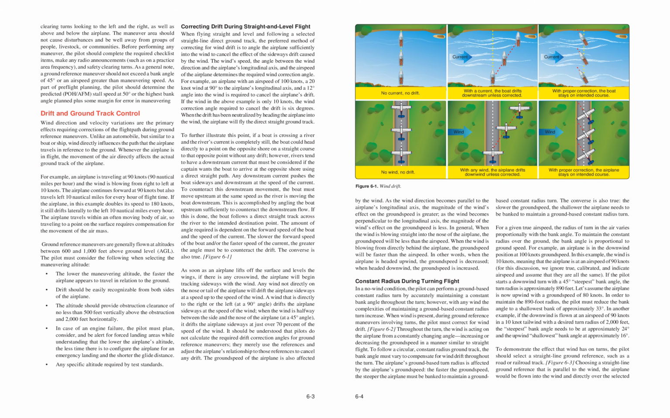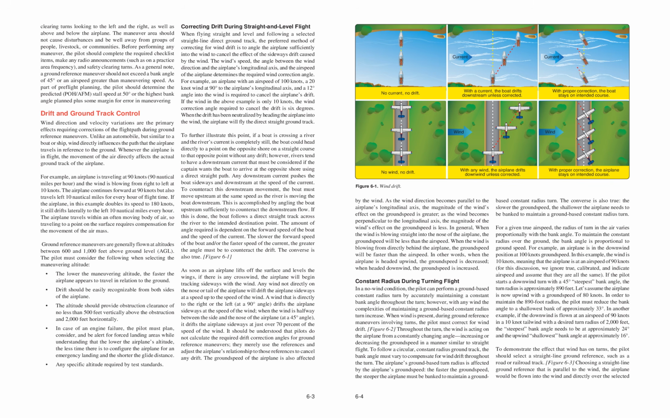Figure 6.2. Throughout the turn, the wind is acting on the airplane from a constantly changing angle, increasing or decreasing the ground speed in a manner similar to straight flight. To follow a circular, constant radius ground track, the bank angle must vary to compensate for wind drift throughout the turn. The airplane's ground-based turn radius is affected by the airplane's ground speed. The faster the ground speed, the steeper the airplane must be banked to maintain a ground-based constant radius turn. The converse is also true. The slower the ground speed, the shallower the airplane needs to be banked to maintain a ground-based constant radius turn. For a given true airspeed, the radius of turn in the air varies proportionally with the bank angle. To maintain the constant radius over the ground, the bank angle is proportional to ground speed.